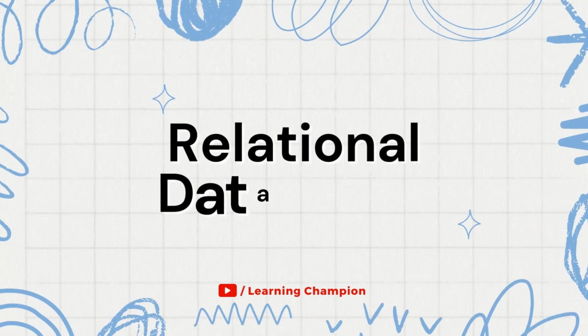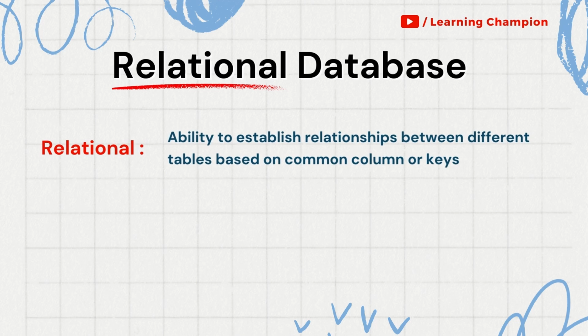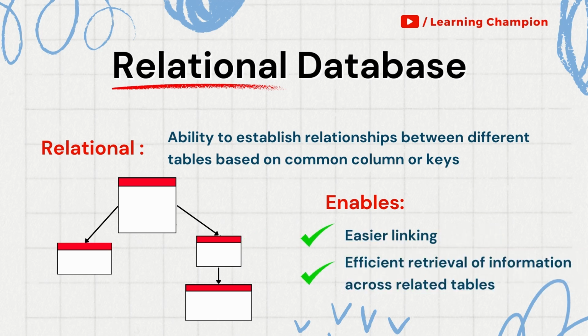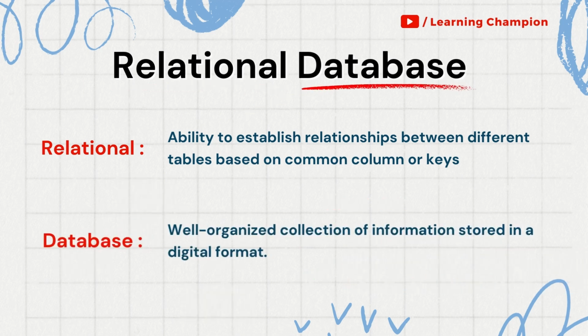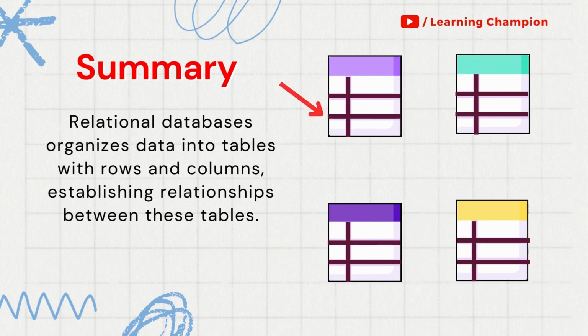Next, let's explore relational databases. Relational database is made of two terms. The term relational refers to the ability to establish relationships between different tables based on common columns or keys. These relationships enable data from multiple tables to be linked together, facilitating efficient retrieval of information across related tables. The next term is database, which, as already discussed, is a well-organized collection of information stored in a digital format. In summary, relational databases are a type of database that organize data into tables with rows and columns, establishing relationships between these tables.